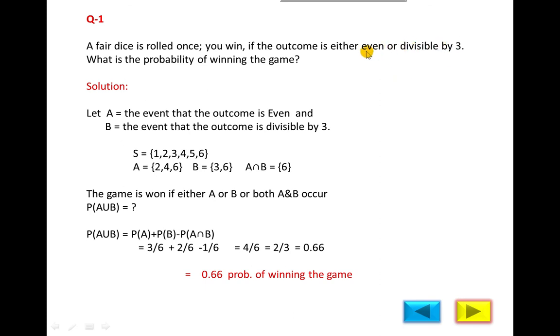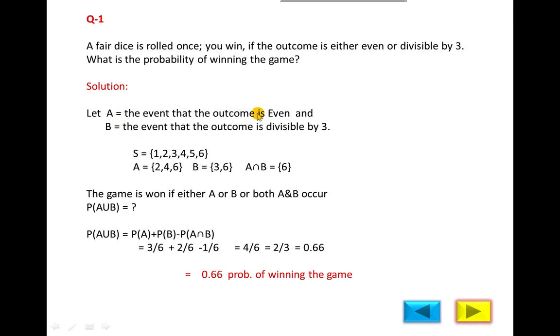Divide this statement into two parts: even number, or, which means union, divisible by 3. First we will assign alphabets for the events. We will find the probability of this event, either an even number or divisible by 3, then you will win the game. So suppose A is the event that the outcome is even, and B is the event that the outcome is divisible by 3. Instead of a long sentence, we represent it by alphabets.